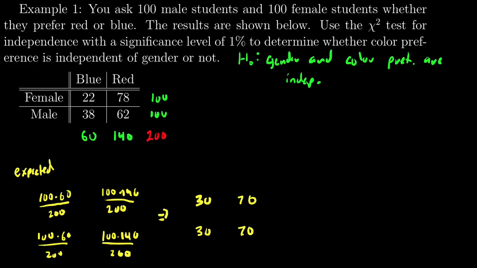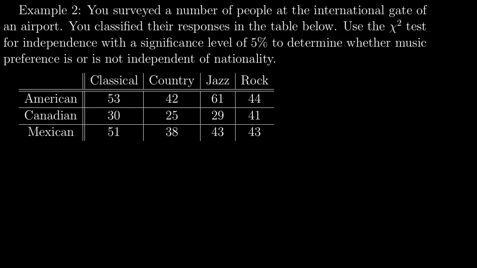All right. Second example, far more annoying. So, same process. First off, basically our null hypothesis is going to be that nationality and music preference are independent.